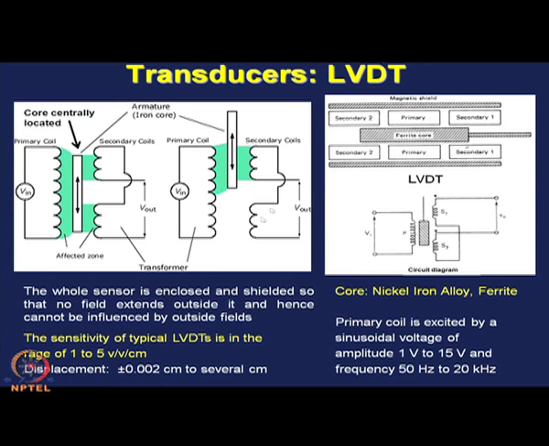Look at these two circuit diagrams. In one case, the core is centrally located. When it is centrally located, equal parts of these two secondary coils are affected. When the core is pushed up, only this secondary coil is affected, but the other secondary coil is not.